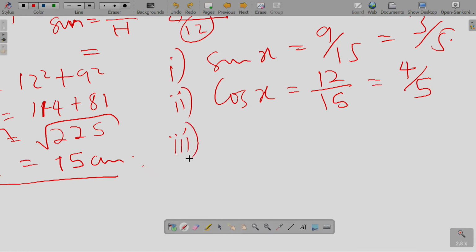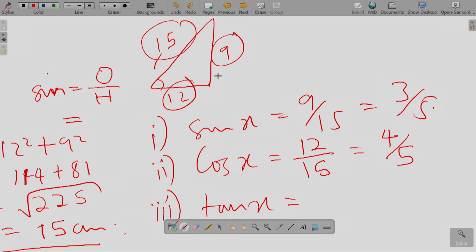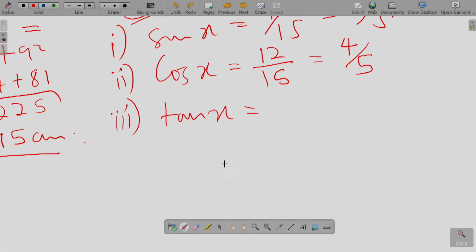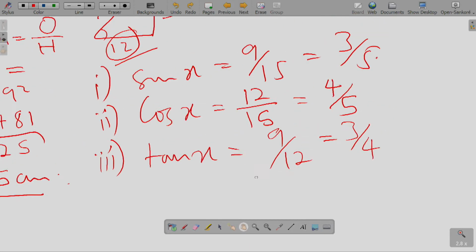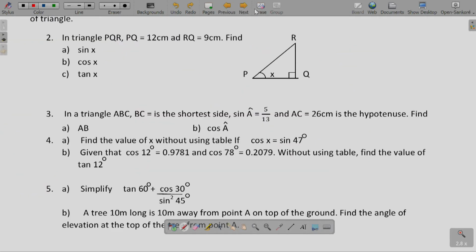And also tan x is equal to opposite over adjacent. So this is equal to 9 over 12, which is equal to 3 over 4. Or we may take the ratio of sine x over cos x, so we can get the value of tan x. Let's now move to the third question.